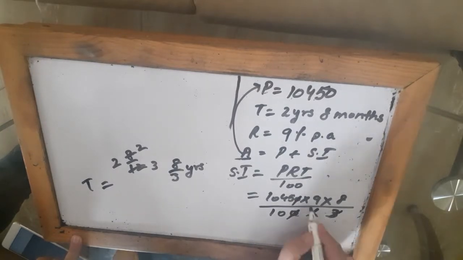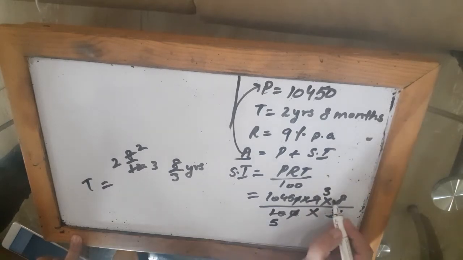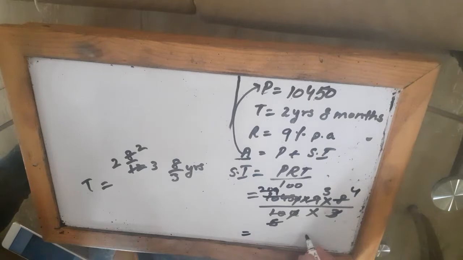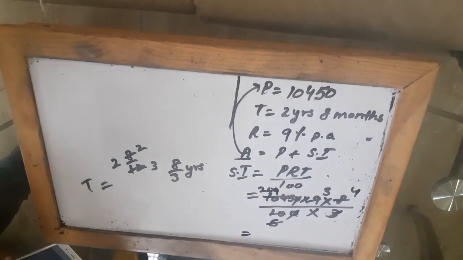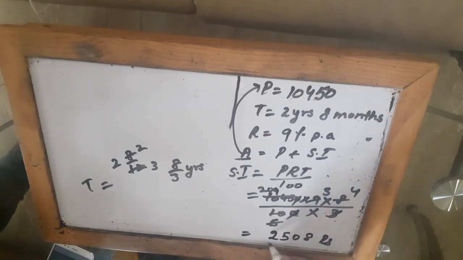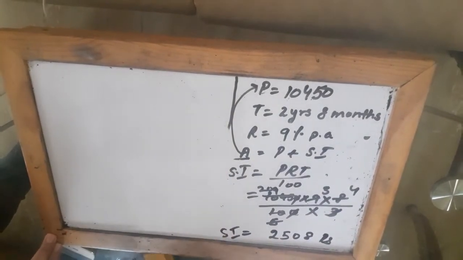Now when you cancel, 4 5s are 20, 5 2s are 10, 9, 4 3s are 12, and what you will get, 12 9s are 108, 0 5 and 2. Okay, so this is the simple interest. So simple interest comes to be 2508.